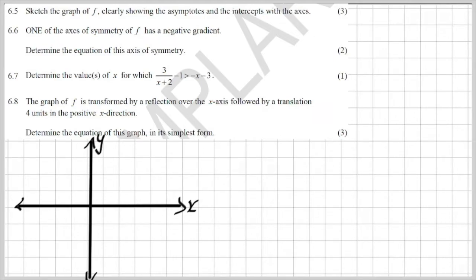The next question says, sketch the graph of f, clearly showing the asymptotes and the intercepts with the axes. So I'm going to start with the asymptotes, at x equal to negative 2 and y equal to negative 1. Please remember to actually write those equations on your graph. The examiners want to see it. Next up, the x-intercept and the y-intercept. So the y-intercept is at a half and the x-intercept is at 1.